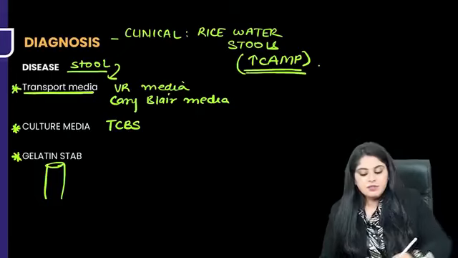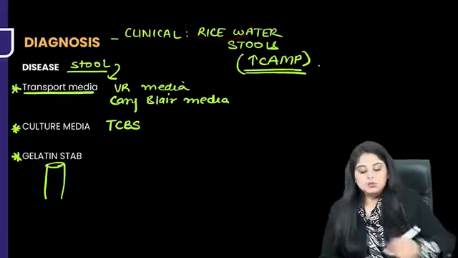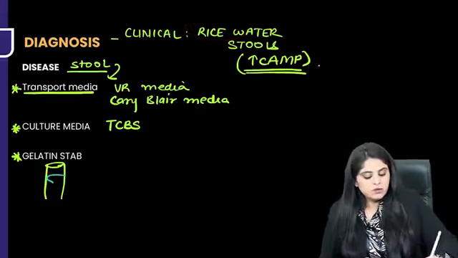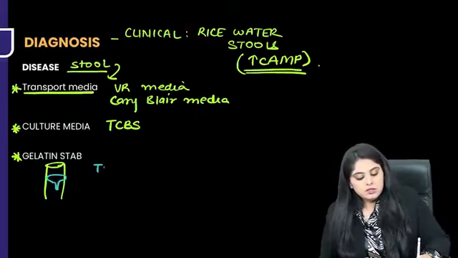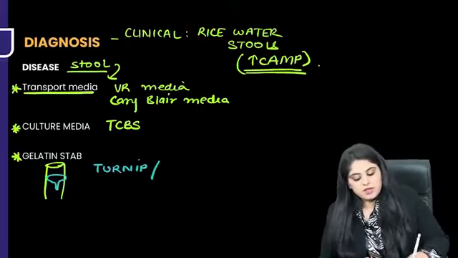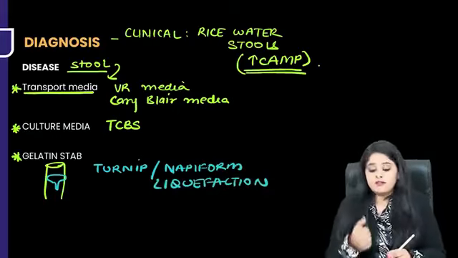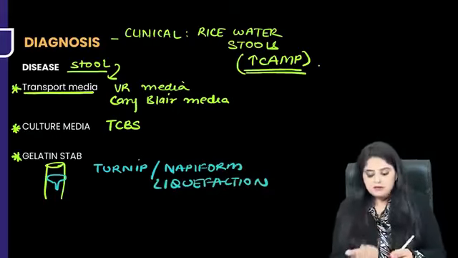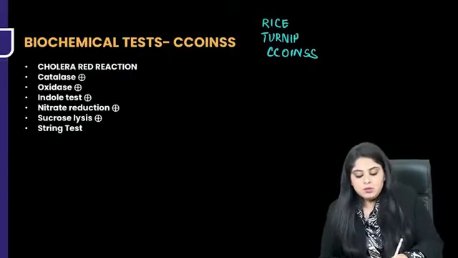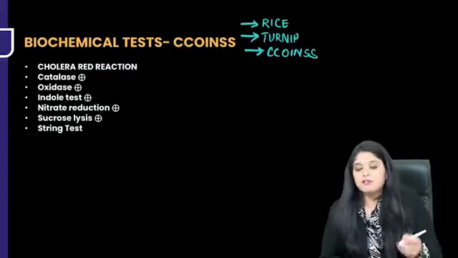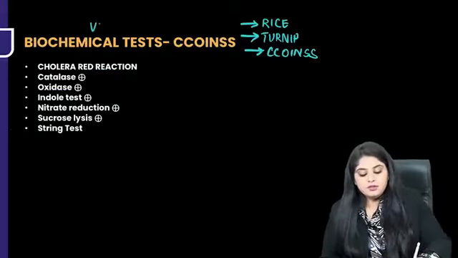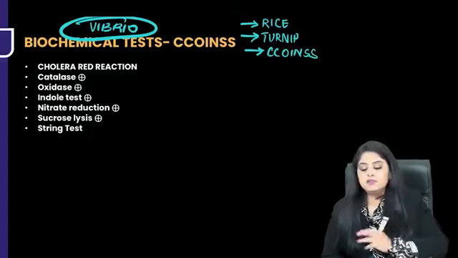What will I do on a gelatin stab? So please note that you can't consume rice alone. Rice needs some vegetable along with it. So which kind of liquefaction do you notice? You see a turnip or a napiform liquefaction. So simple. For rice, you also need a vegetable. And now you'll say, ma'am, you are having rice, you are having vegetable, but did you pay for the bill? Exactly. If you want to eat rice and if you want to eat vegetables, where are the coins? Where is the money? So Vibrio is going to be coins positive. That is your mnemonic. For the rice and for the turnip, give the money.